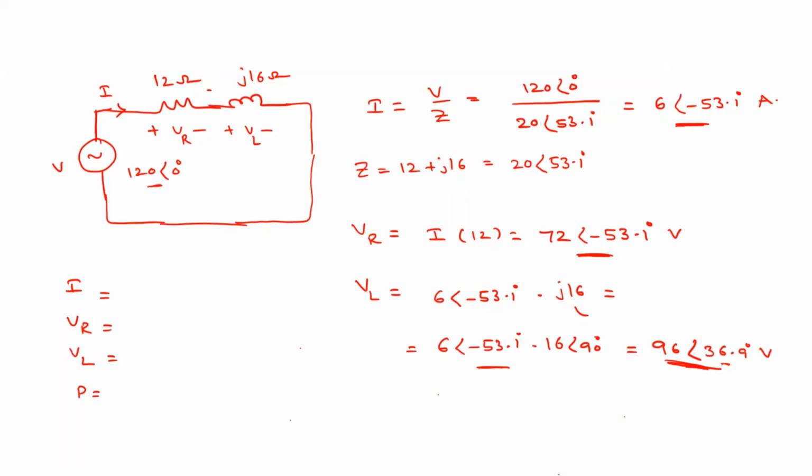Clear? So next one, how to calculate the power? Which element will absorb power here, inductor or resistance? Only resistance, right? The power across the inductor is 0 over a cycle. So how to calculate the power P? That is I squared R, right? Agree? Yes, sir.